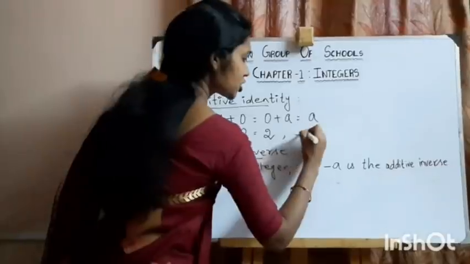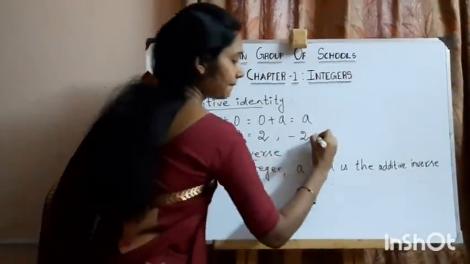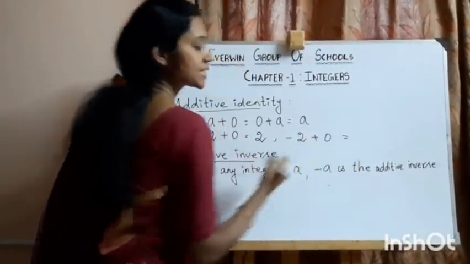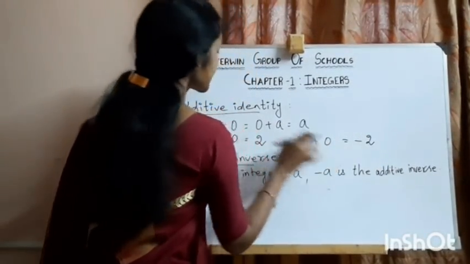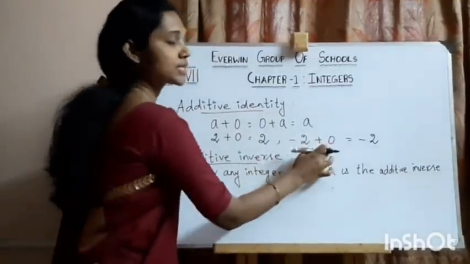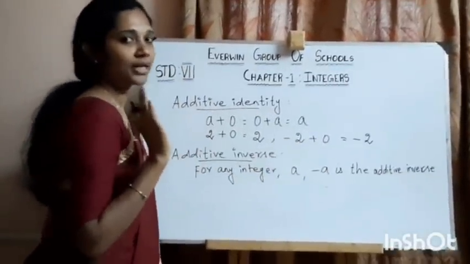Similarly, take minus 2 plus 0 is equal to, what is the answer? Again it will result in minus 2. So what is additive identity? 0 is the additive identity for integers.